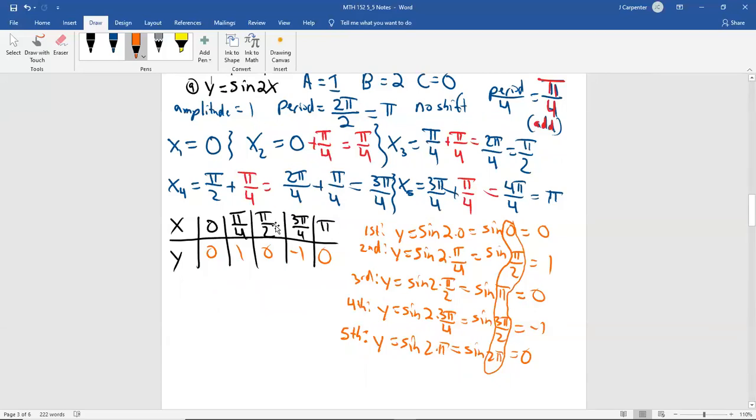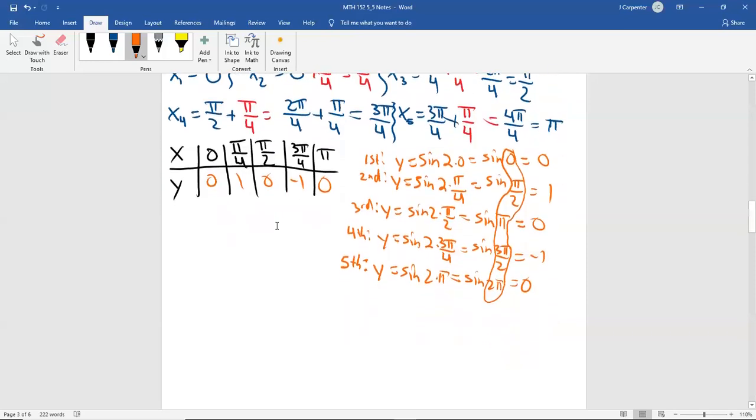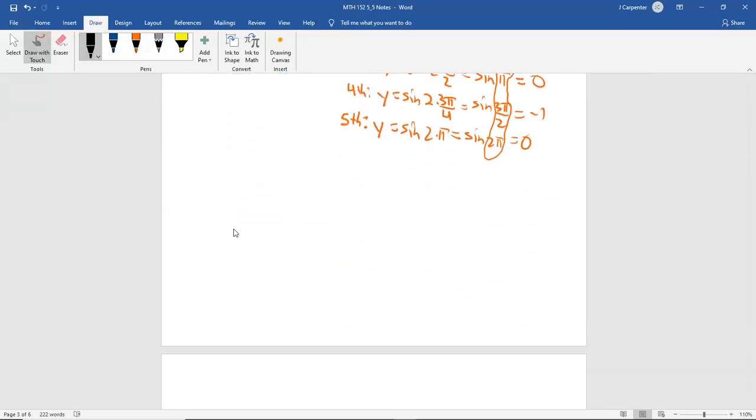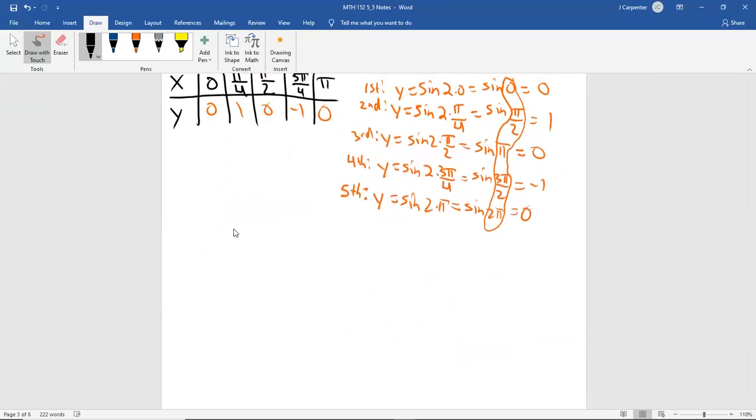All right. So we still haven't graphed it, have we? Let's get the graph. Yeah, we can squeeze it in. We'll do it right here. So here's our x-axis, which is our angle. Here's our y-axis, which is the output of the trig function.